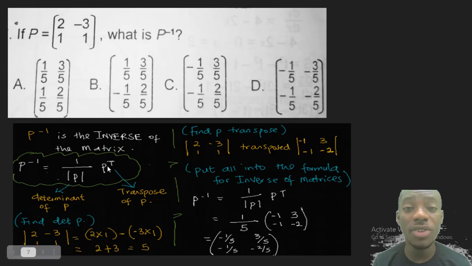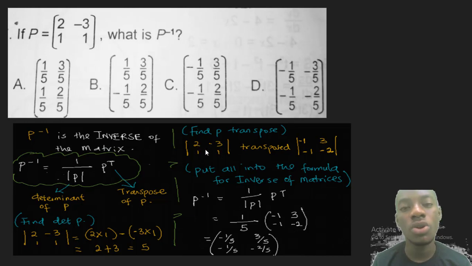But we need to find the transpose also. Now, what is the transpose? Now, this is the matrix again. Transpose means change the column to the row and the row to the column. So this is column.